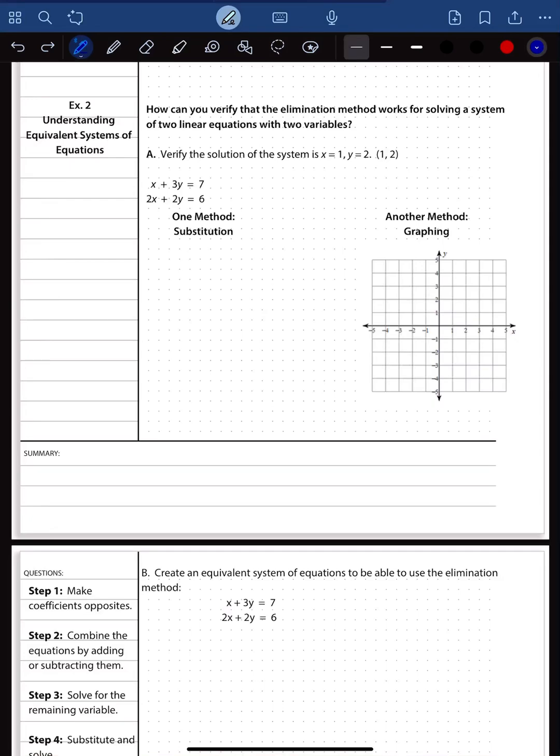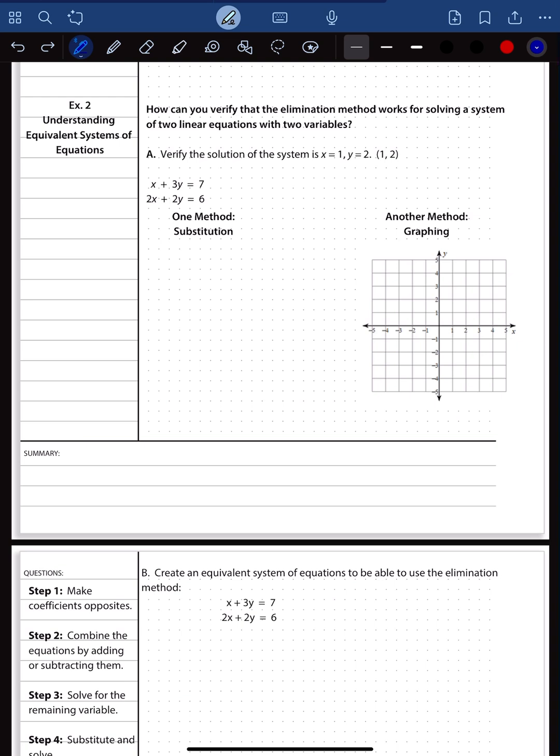Welcome to lesson 4-3, part 2, solving systems of equations by elimination. In example number 2, we're looking at understanding equivalent systems of equations. So we are going to be verifying if a solution is true for a system of equations, and there's going to be a few methods we're going to use.